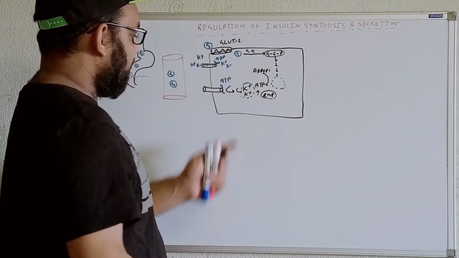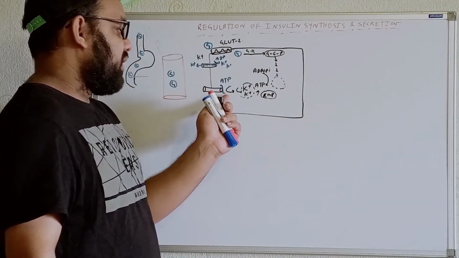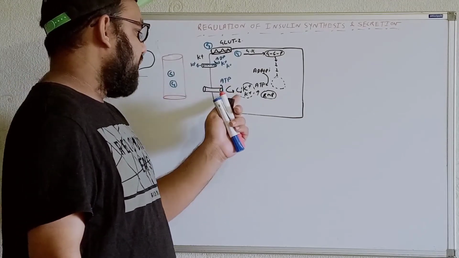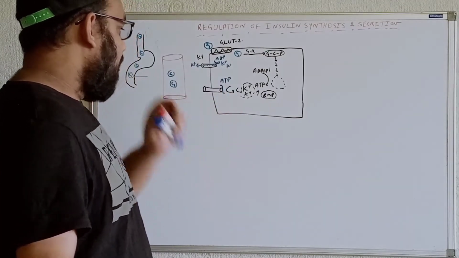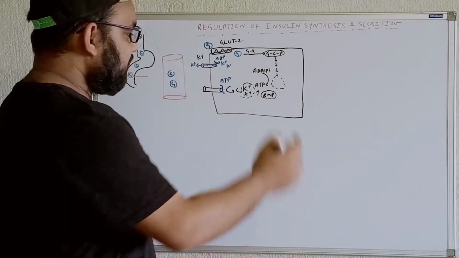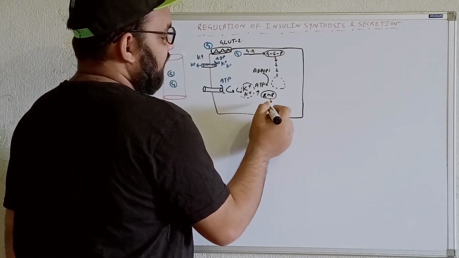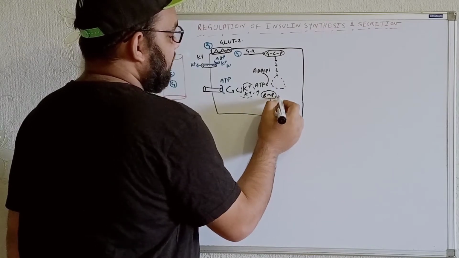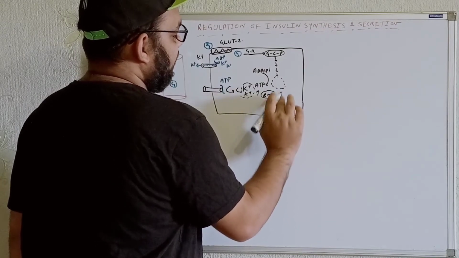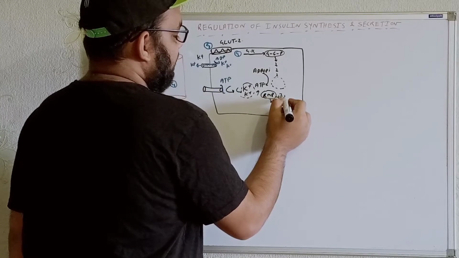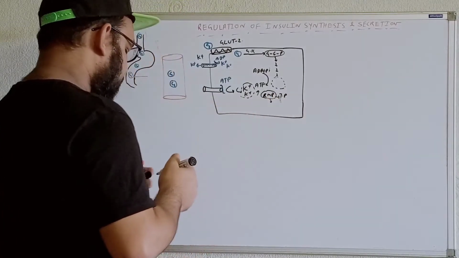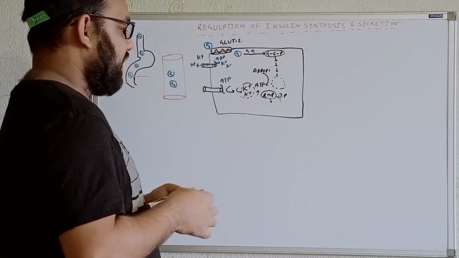Now whenever ATP is binding along with the potassium channel and is not letting the potassium go outside of the cell, we will see the resting membrane potential neutralized. Whenever it is neutralized, it can reach the threshold potential. Whenever it reaches the threshold potential, we know the voltage sensitive calcium channel will be activated, right?